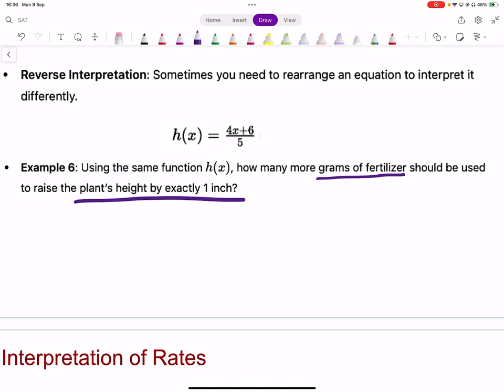The answer will be the same. Remember what the gradient represents? Change in h over change in x. This triangle I am using for change. It represents change, right? Delta, something that represents change of something. Change in h over change in x. What's that? 4 over 5, right?